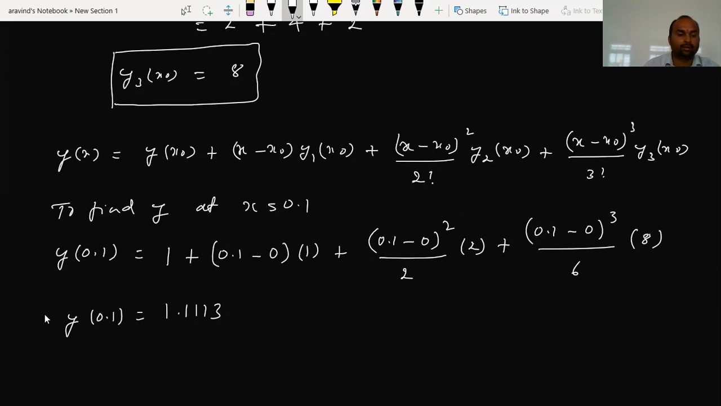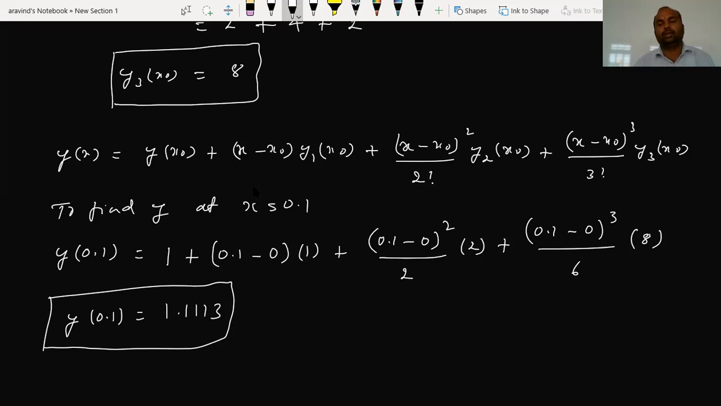1.1113. So this is how we'll find out the solution of the given equation by using the Taylor series method. Taylor series means you have to find out the derivatives at the given initial condition and then you have to calculate. Apply the Taylor series formula and calculate it.